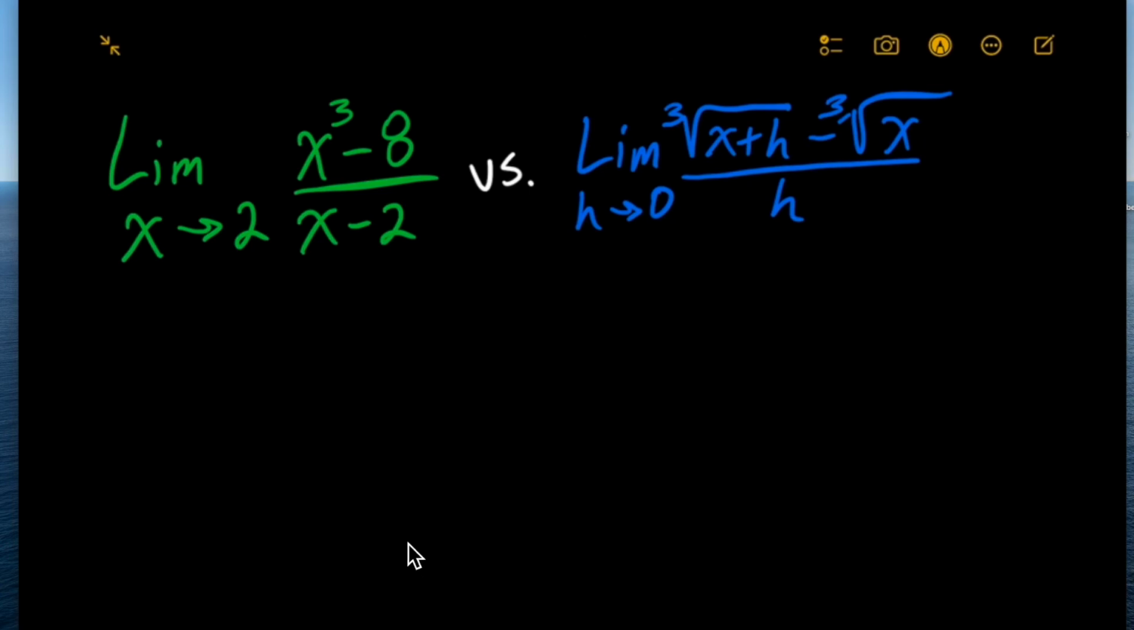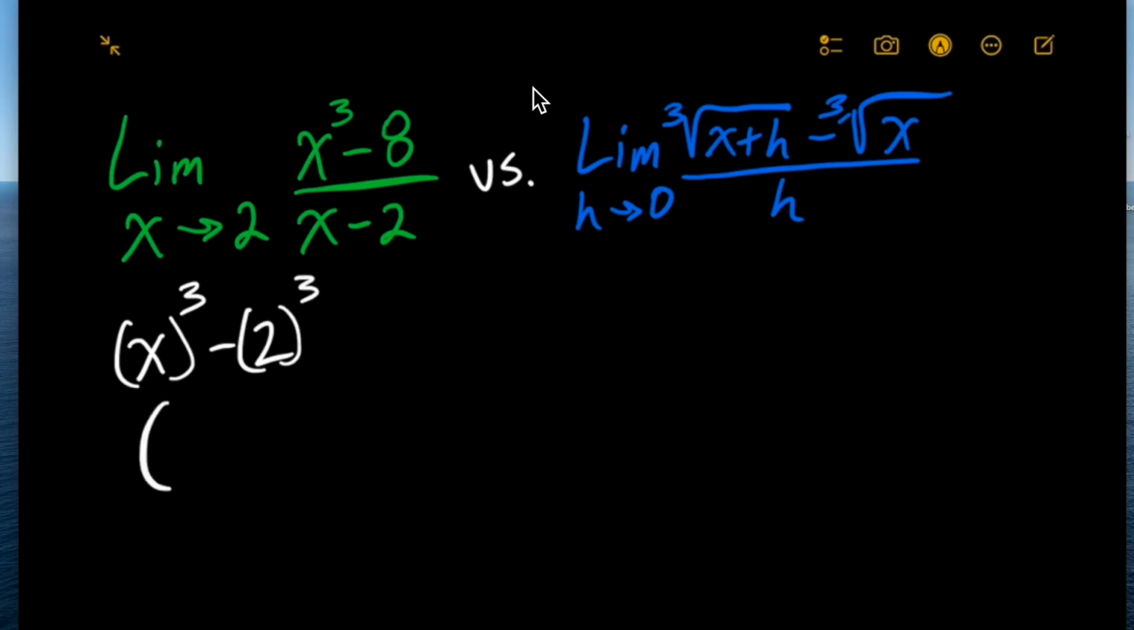In this video, we're going to talk about how to handle limits where you have the power of 3 involved. So here we have the difference between two perfect cubes, and here we have the cube root of two terms. These are entirely different problems, and here's why. On the left, in green, we have the difference between two perfect cubes. X cubed is x cubed, and 2 cubed is 8.